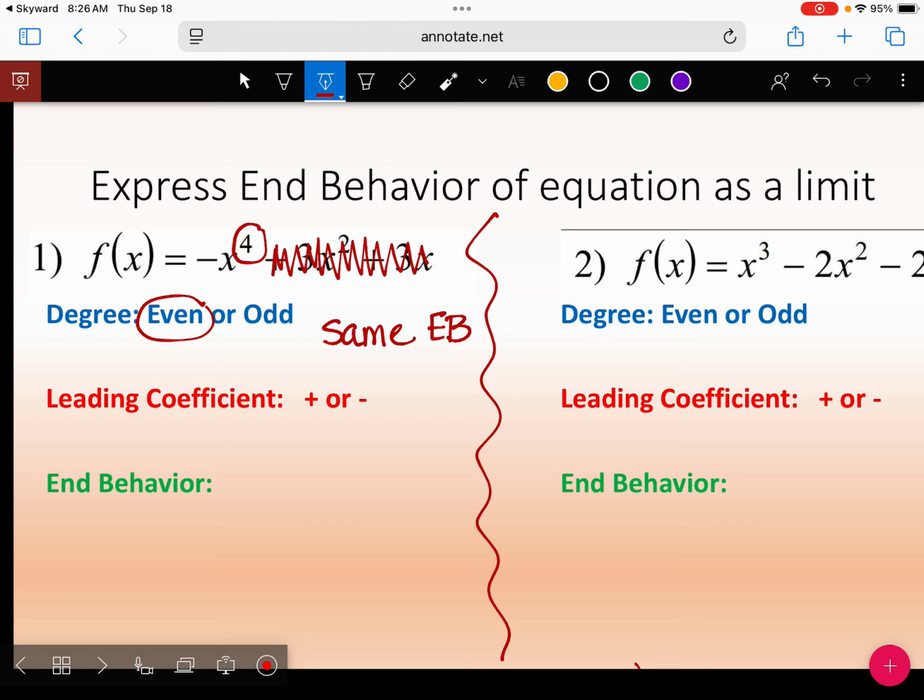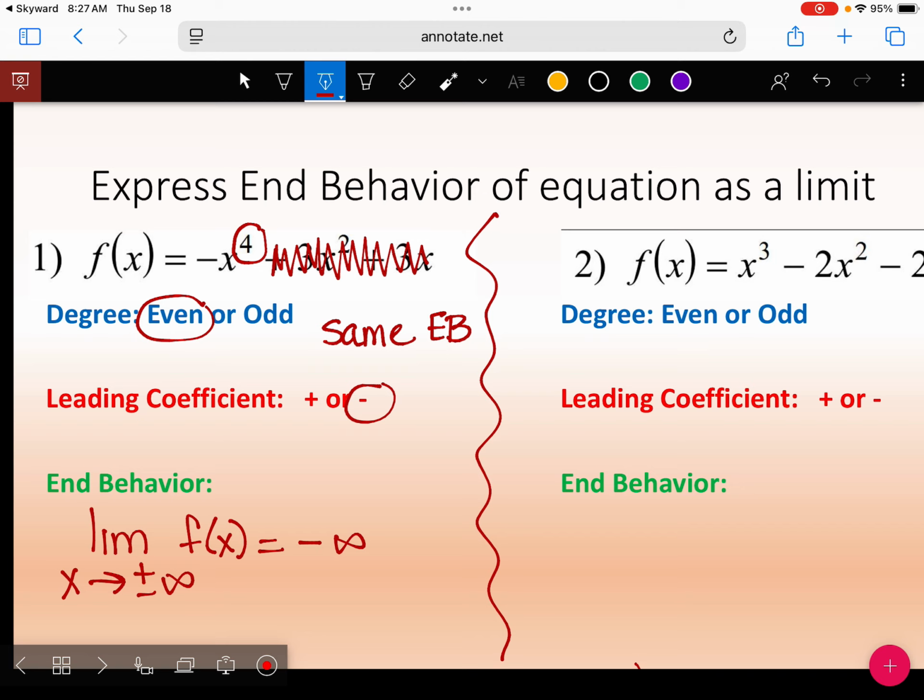Now looking at that first number, you see how it starts off with a -1? So that tells me what? What is my arrow? They're going the same direction. So are they both going to go up or both go down? Go down. So you would write your limit. You would say the limit as x approaches positive and negative infinity of f of x is negative infinity. Now you could separate it and make it 2, but for even, because they're doing the same thing, I usually write it as 1.